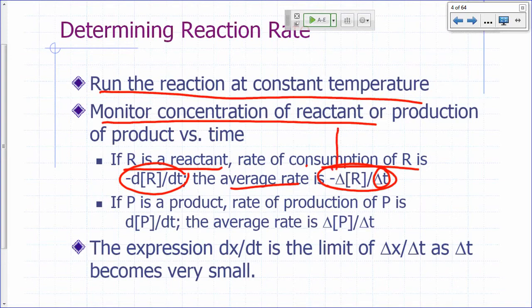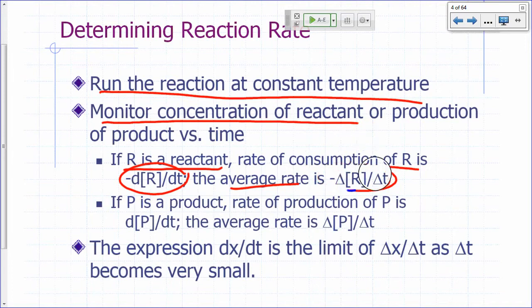Now you put a negative sign in front here. Why? Because delta R, if R is a reactant, what will happen to R as the reaction progresses? It's going to be dropping, right? So delta R is going to be negative. So if we want a rate of consumption, we just want the absolute value. The negative of a negative number is just a positive number, okay?